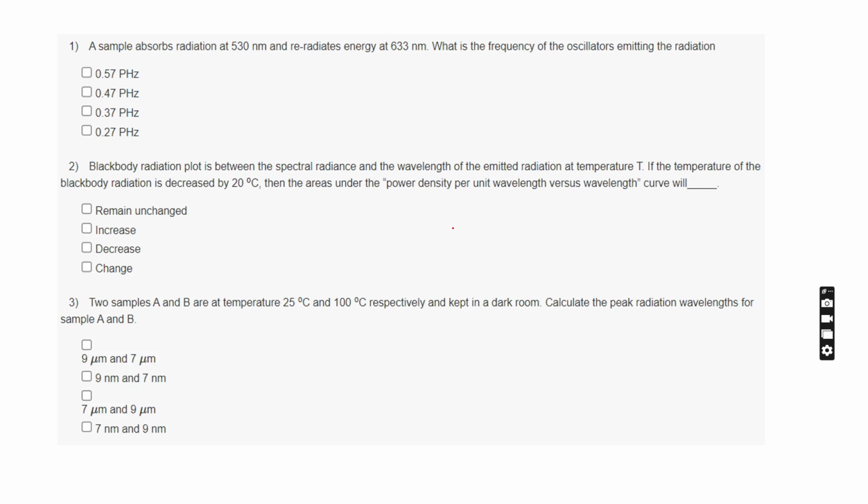Now try to solve the first question. A sample absorbs radiation at 530 nanometer and re-radiates energy at 633 nanometer. What is the frequency of oscillation of the emitted radiation? So which formula we have to use? E minus E0 is equal to h nu. The initial energy and final energy are given, so subtract them and divide by h. Okay, then try to do it and let me know the answer.